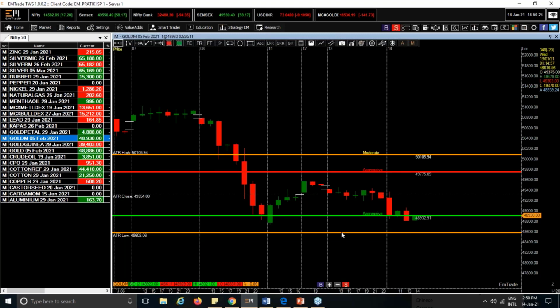This is your chart for gold. For the Gold M chart for the 5th February contract, the downside two levels act as your support and the above two levels act as your resistance.